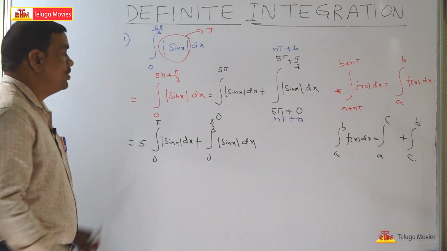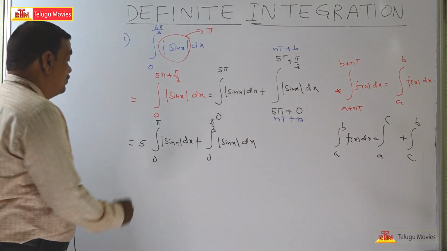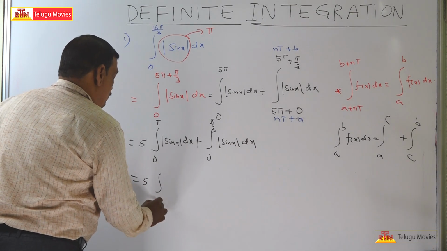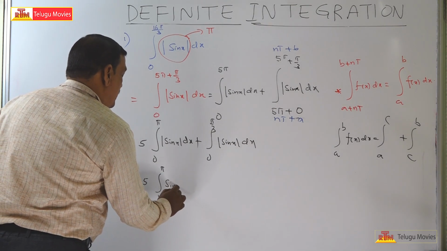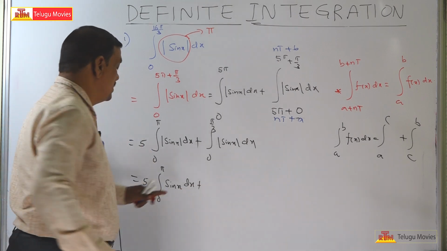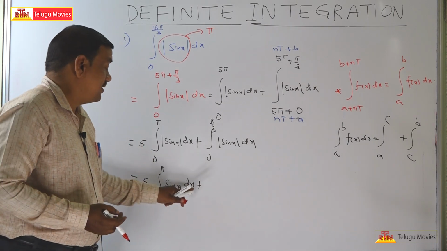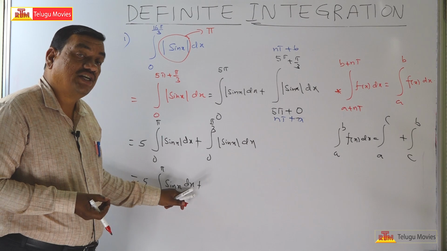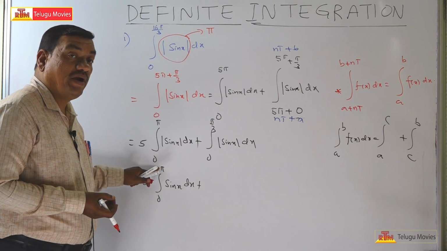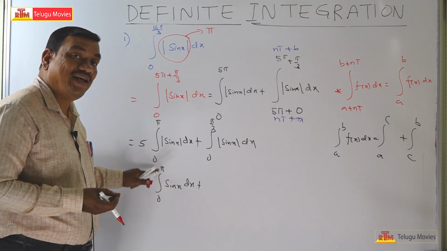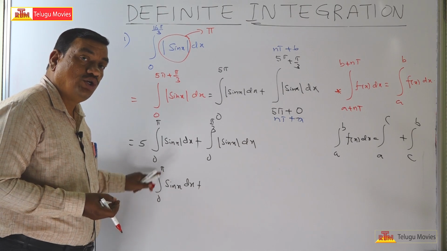Then almost your problem is completed. So this is equal to 5 times the integral 0 to pi, this is simply sin x dx. Why? Because here x is called the variable of integration, and its interval is 0 to pi, x belongs to 0 to pi. So 0 to pi means what?